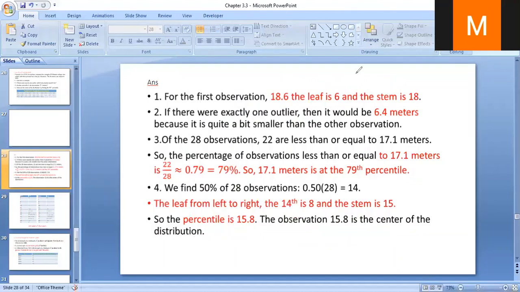Remember 50th percentile, that means the center of the observation. Do you have any question about how to find the percentile?